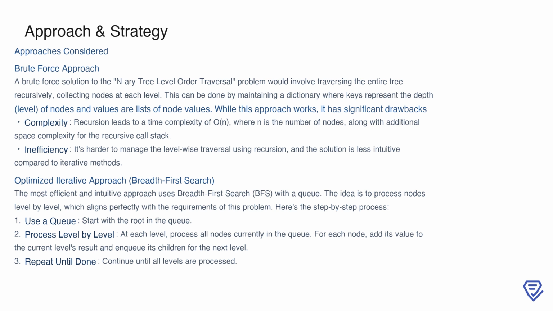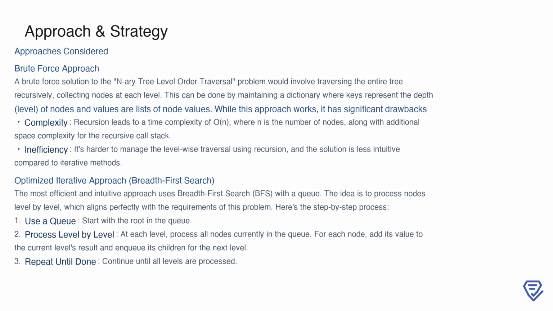First, the recursive nature of the solution means additional space is consumed by the call stack, leading to a space complexity that grows with the tree's height. Time complexity remains O(n), as every node is visited once, but managing level-by-level traversal this way is cumbersome and less intuitive.